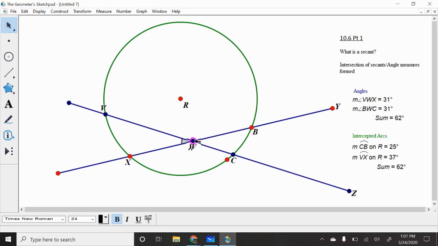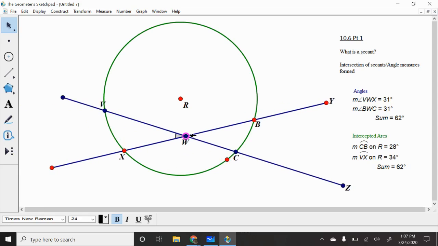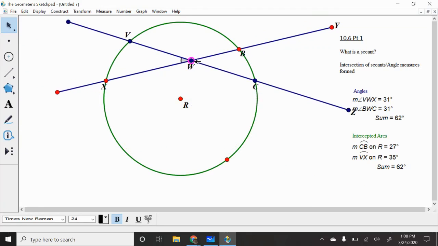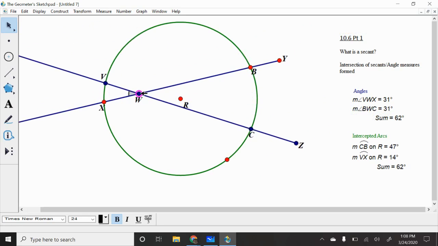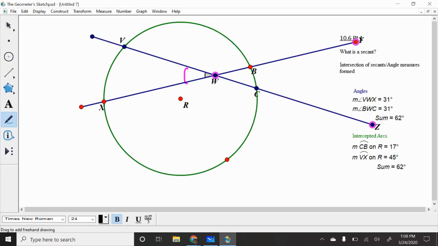So as you can see, as I move this around, the measurements of the arcs keep changing, but the sum stays at 62, no matter where I go. Okay, so I hope you've come to the conclusion that the sum of these two angles is equal to the sum of these two angles. So here we have 17 and 45, and 17 plus 45 is equal to 62.